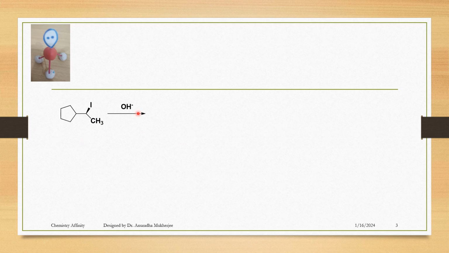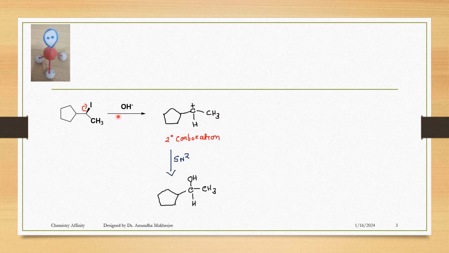This substrate is treated with OH-. Iodine is a good leaving group. The carbon-iodine bond breaks, and a 2-degree carbocation forms. Now OH- attacks the 2-degree carbocation. Since a 2-degree carbocation is forming, the reaction follows SN2 mechanism.